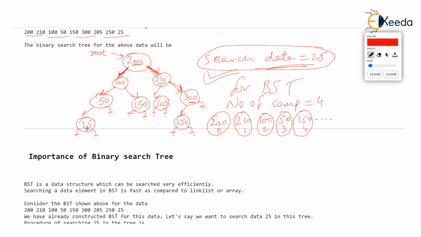And to your bad luck, if 25 is stored at the last location, the number of comparisons will be immense, isn't it? It will be a lot of comparisons done to search 25. Whereas for the same data in a binary search tree, you hardly did 4 comparisons. I hope you are understanding, isn't it?